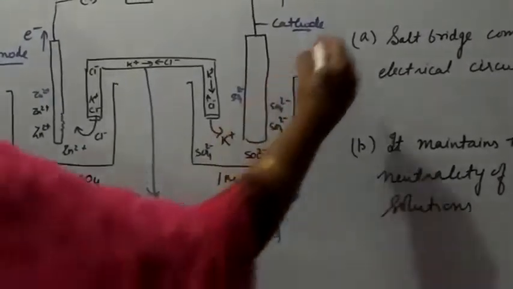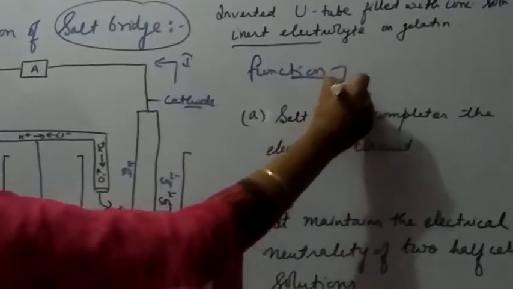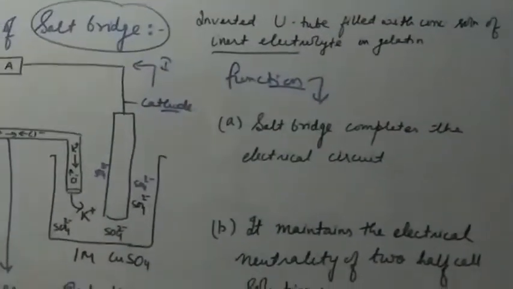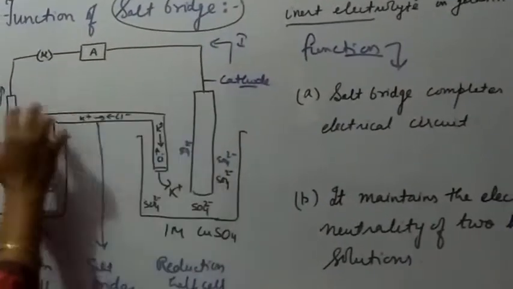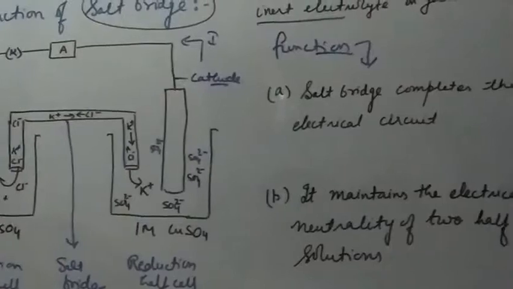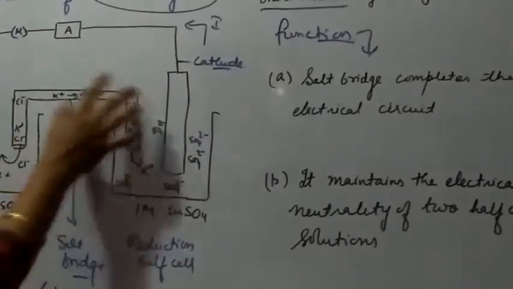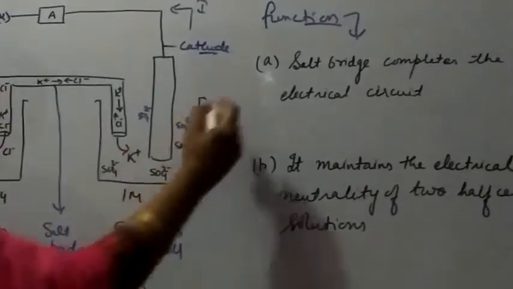Now come to the function of the salt bridge. The first function is that the salt bridge completes the electrical circuit. Externally, the two electrodes are connected through the copper wire, and internally the two solutions are connected through the salt bridge. So the salt bridge is going to complete the electrical circuit.